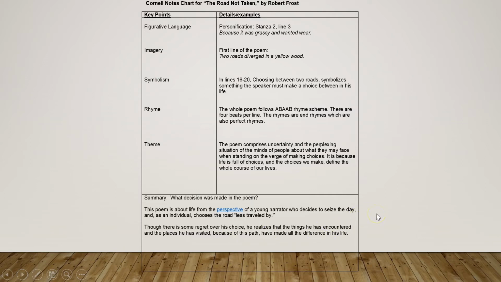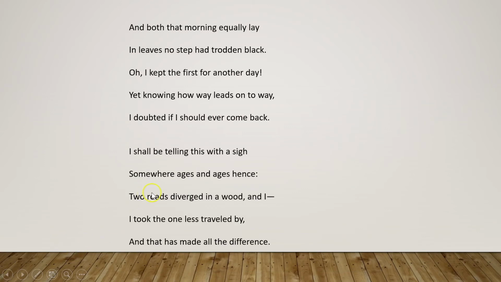So, what decision was made in the poem? This is really about life from the perspective of a young man who decides to seize the day and as an individual chooses the road less traveled by. Though there is some regret over his choice, he realizes that the things he has encountered and the places he has visited because of this path have made all the difference in his life. And we see that at the very end here, made all the difference.